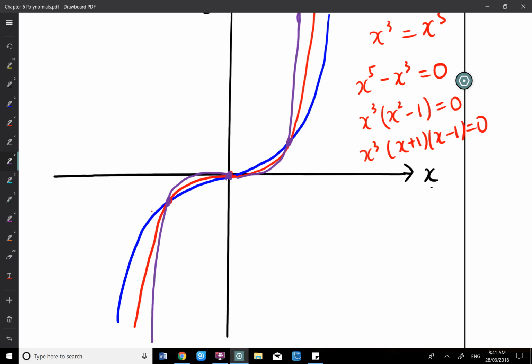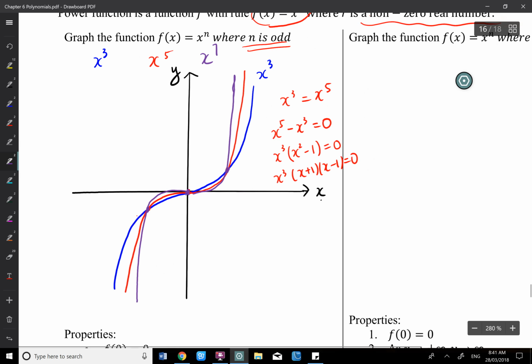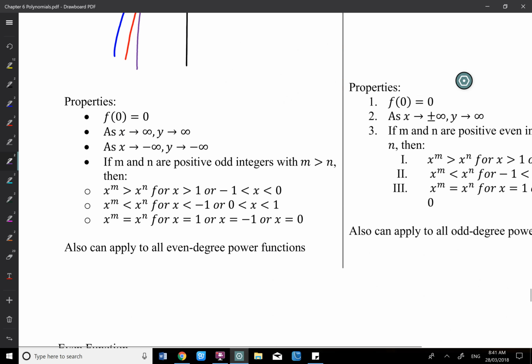And if you have x to the power of 9, 11, they all look the same way. But remember, there are 3 intersections on those graphs. That's how the graph of x to the power of n looks when n is an odd number. And let's have a look.